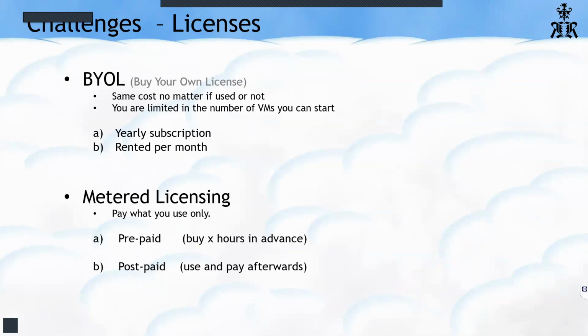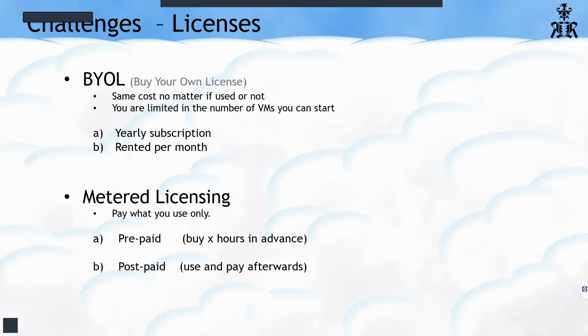Challenges, licenses. So there are 2 license models. Buy your own license: you have the same costs whether you use them or not, and you are limited to the number of VMs you can start. There are the typical yearly subscriptions, but there are rented licenses as well, so you can rent a license for a month. And I would recommend the yearly or rented subscription.